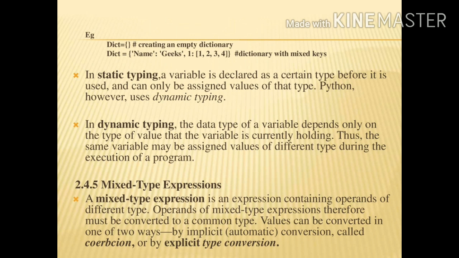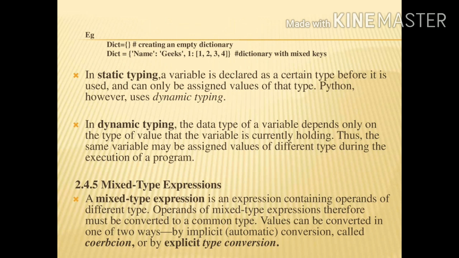In static typing, a variable is declared as a certain type before it is used and can only be assigned values of that type. Python, however, uses dynamic typing. In dynamic typing, the data type of the variable depends only on the type of the value that the variable is currently holding. Thus, the same variable may be assigned values of different types during the execution of a program.